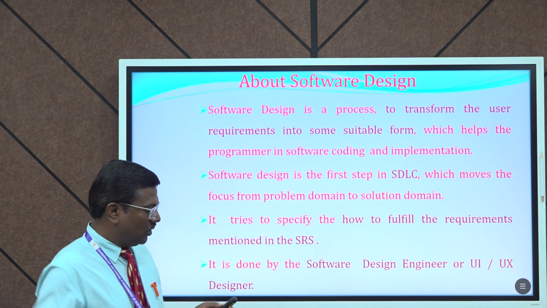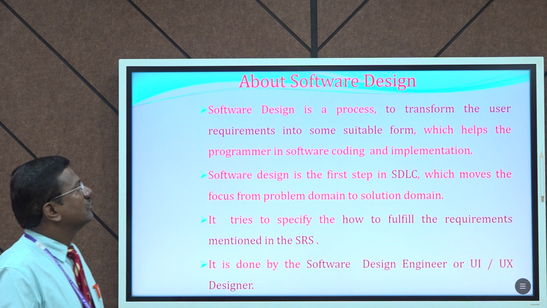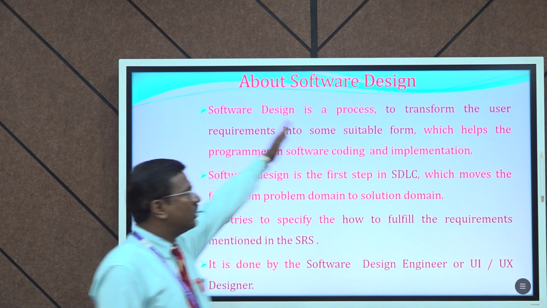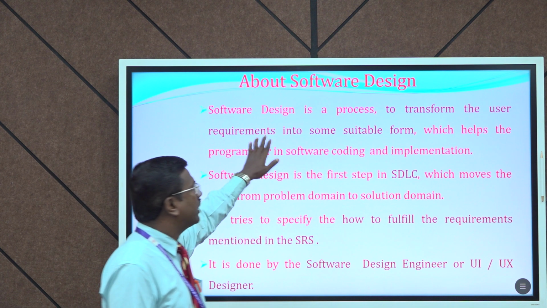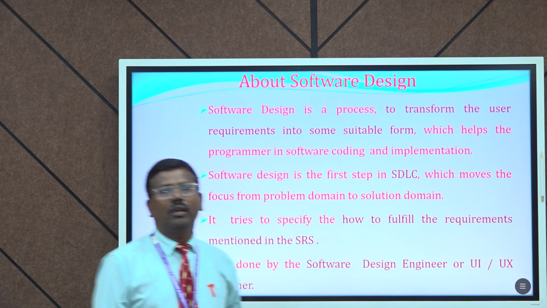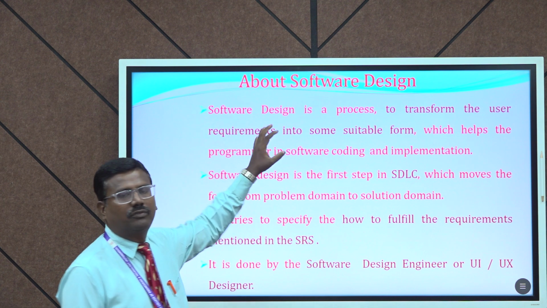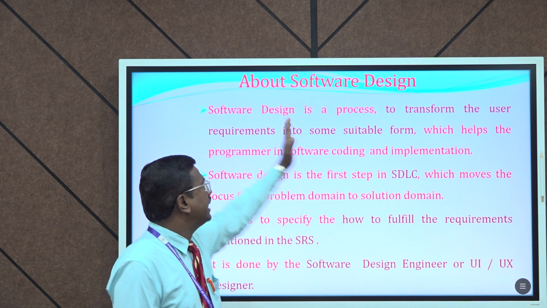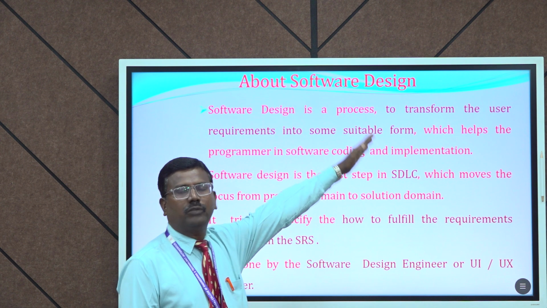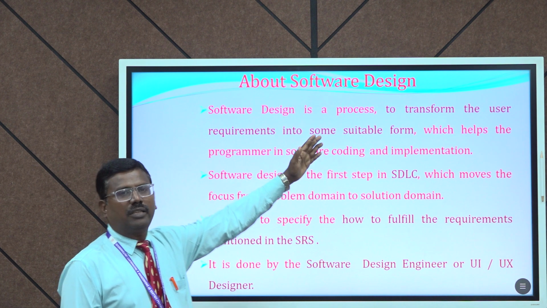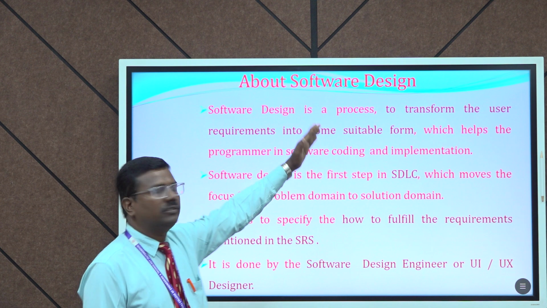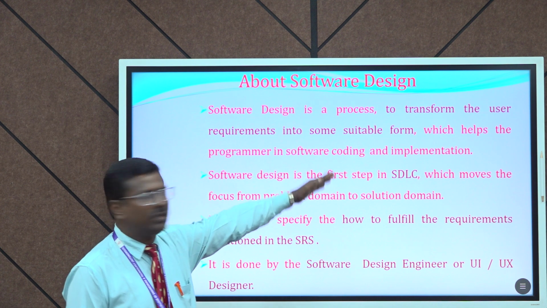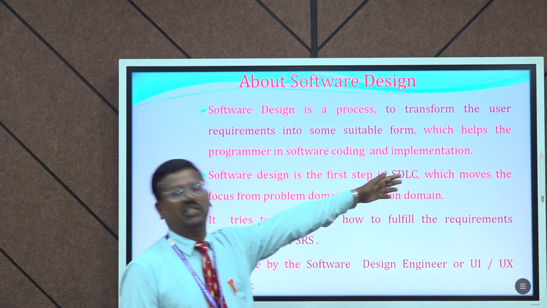First of all, what is software design? Software design is a process to transform the user requirements into some suitable form. User requirements means the collection of requirements for the software product, transformed into some suitable form. Suitable form means some diagram, which helps the programmer with software development, coding or implementation.